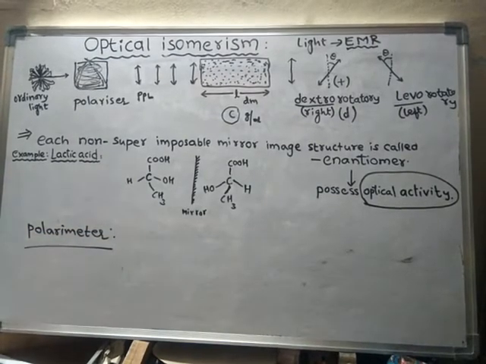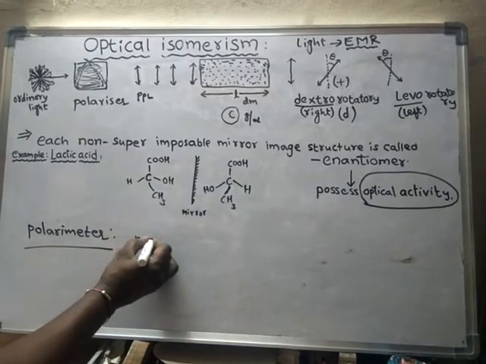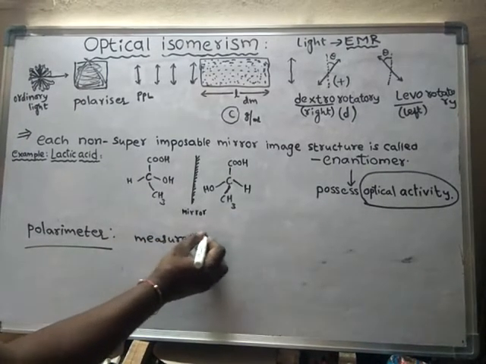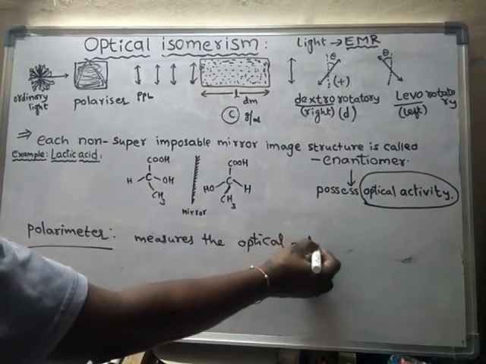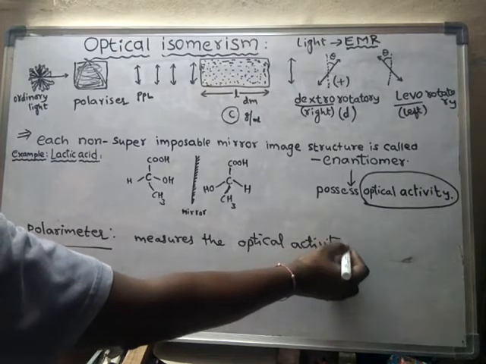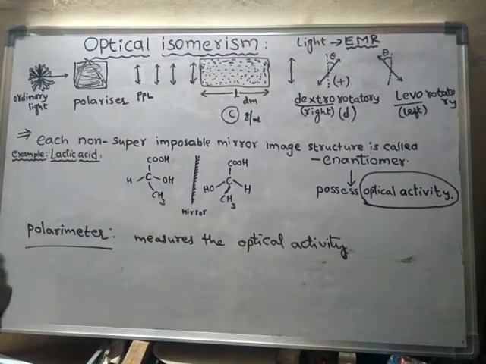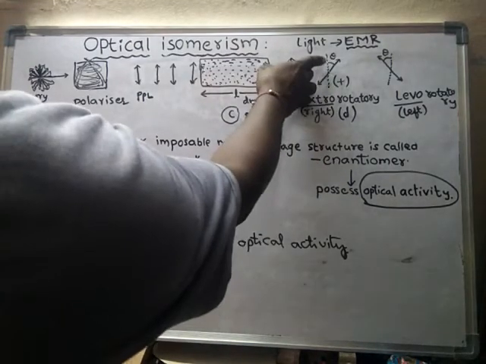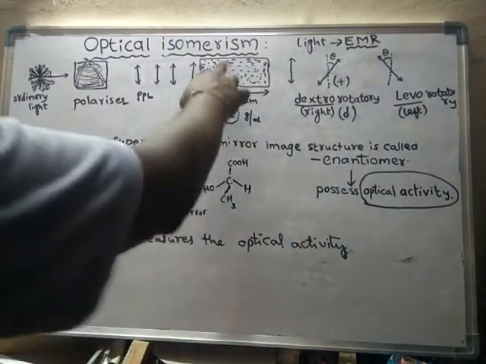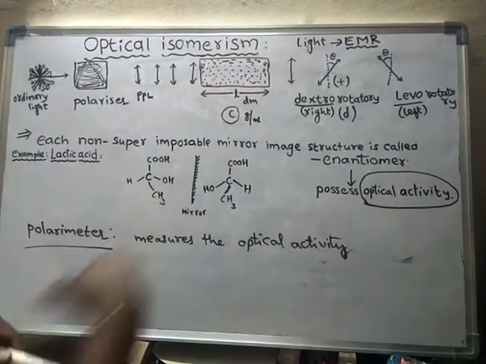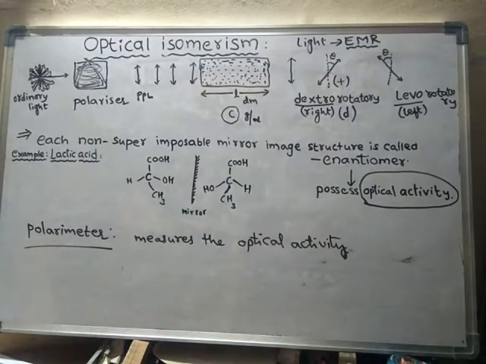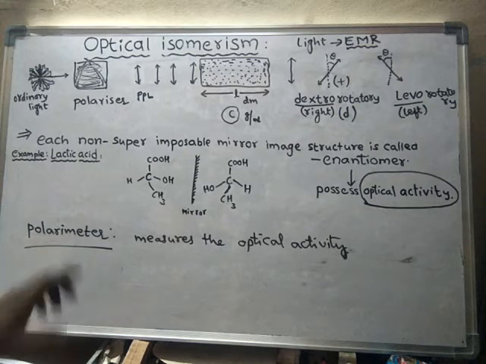This polarimeter measures the optical activity. So that means if the angle of rotation is more, then that compound is said to be more optically active. If the theta value is less, then the compound is said to be less optically active. So the magnitude of optical activity can be measured with the help of a polarimeter.